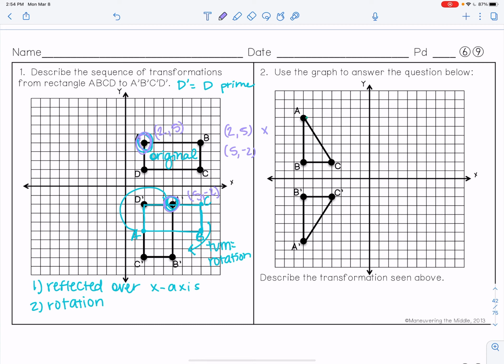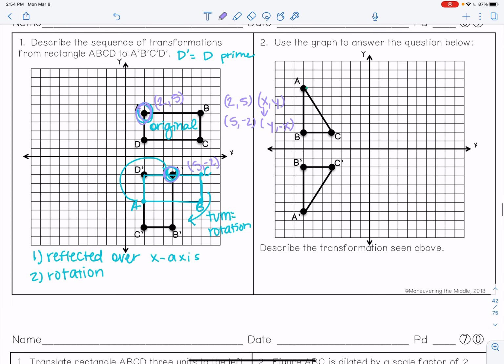So our original X and Y, you can see we've obviously swapped the X and Y, and that X value became negative. Here are the rules that you have to work with when you're working with the rotation. So you have these coordinate plane rules. You have a 90-degree, you have counterclockwise and clockwise to deal with.